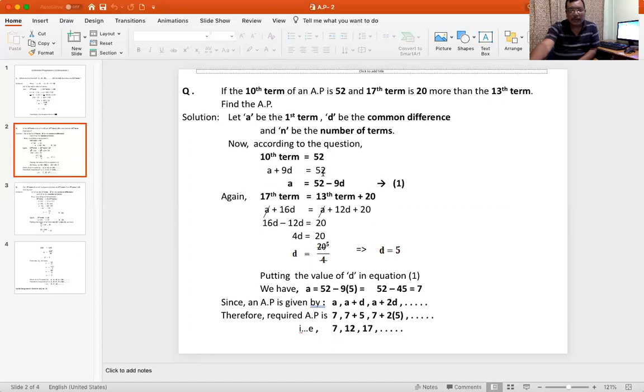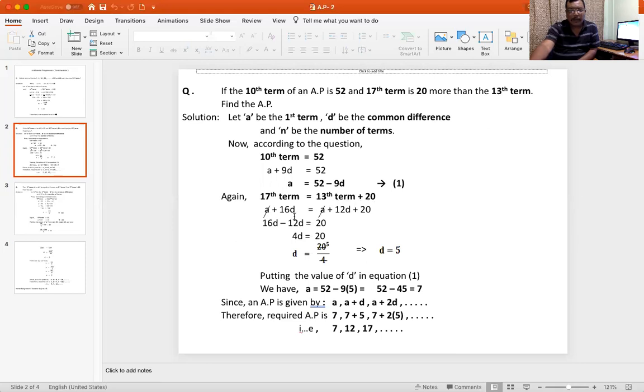Now here A will be equal to 52 minus 9D, because this plus 9D we transfer to the right hand side, it becomes minus 9D. Now this equation that we got here, we will name it as equation 1. Again, as per the question, 17th term is 20 more than the 13th term. So we write here 17th term equal to 20 more means plus 20, 13th term. Now 17th term, as we know, it is A plus 16D. And 13th term is A plus 12D plus 20.